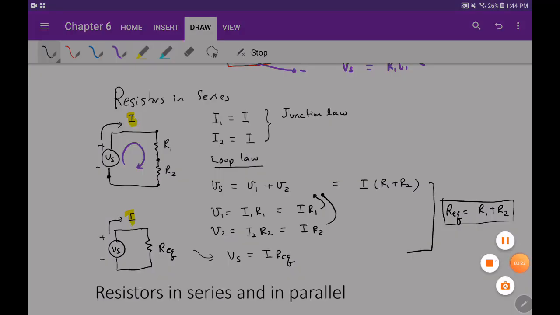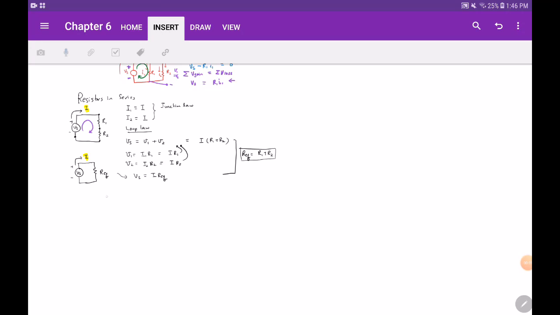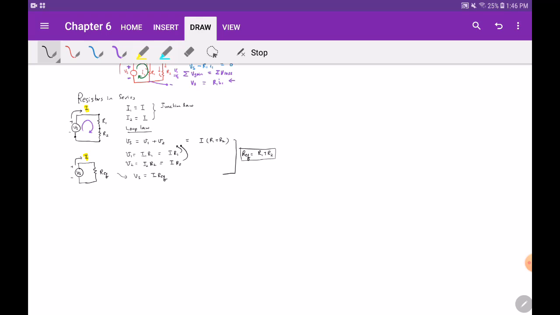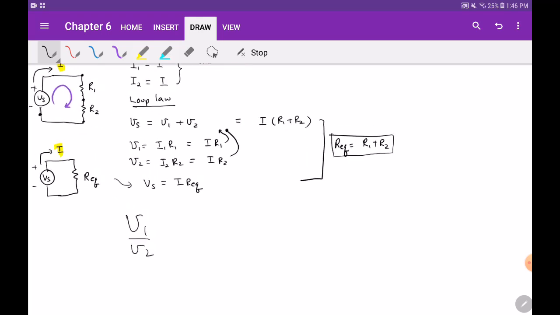Now let's take another break. Here, one more thing we should consider is the voltage ratio, the voltage ratio between V1 and V2. Let me make them a little bigger.